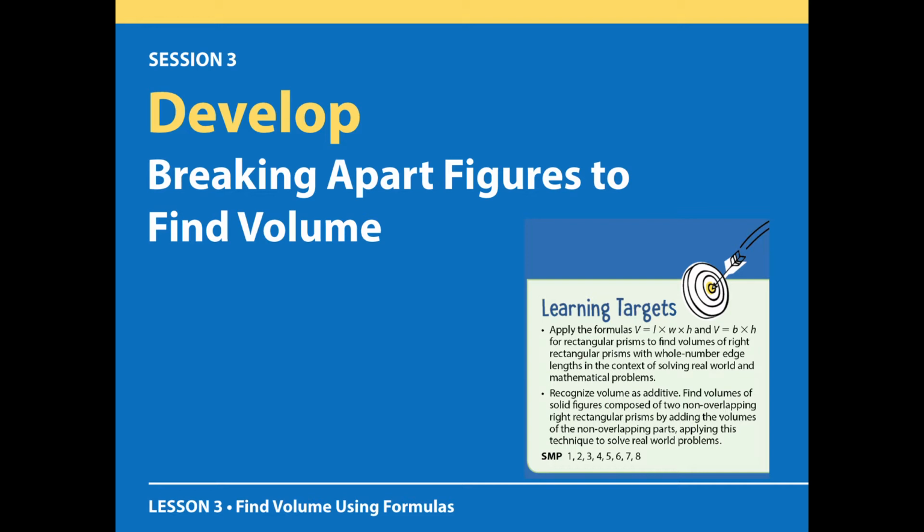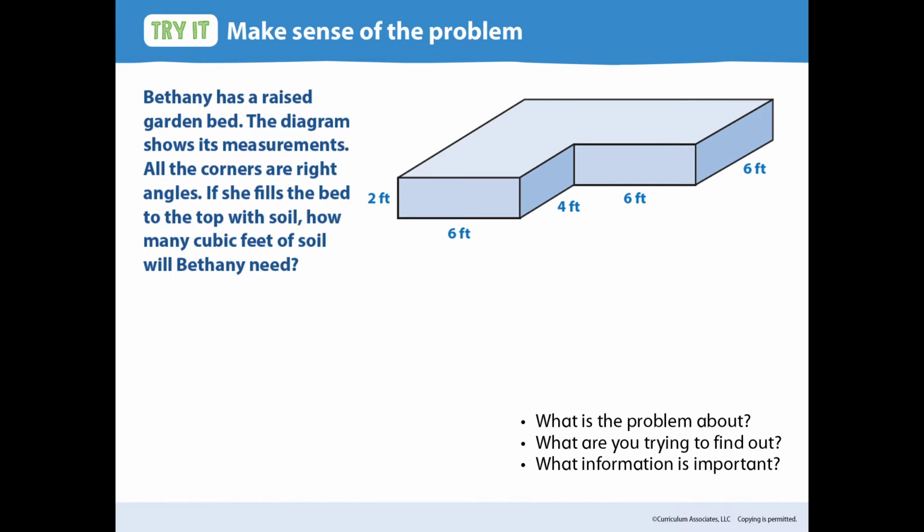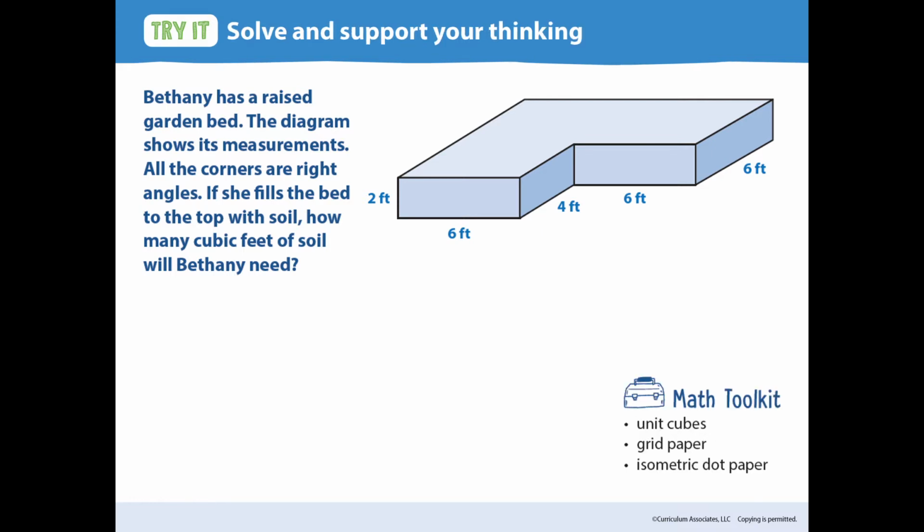This is Lesson 3, Session 3, where we are breaking apart figures to find volume. Try it. This is page 43 of your workbook. Bethany has a raised garden bed. The diagram shows its measurements. All the corners are right angles. If she fills the bed to the top with soil, how many cubic feet of soil will Bethany need?